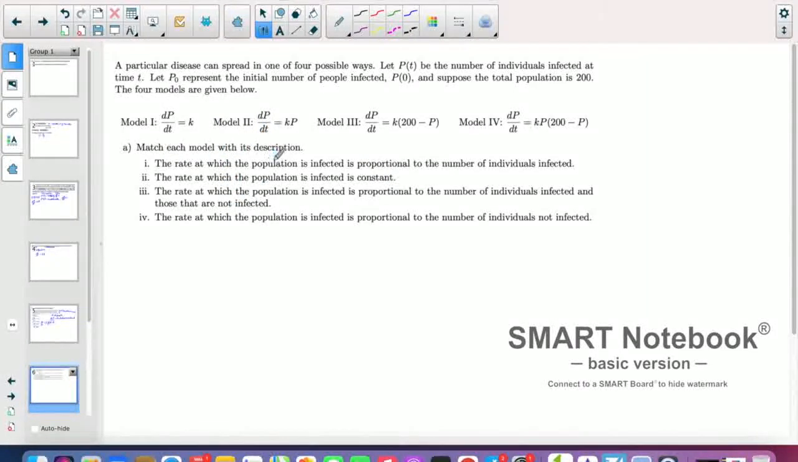The rate at which the population is infected is proportional to the number of individuals infected. They told us that P is the number of individuals infected, so that would be model 2. The rate at which the population is infected is constant. Well, the only one with a constant is model 1. The rate at which the population is infected is proportional to the number of individuals infected, that's P, and those that are not infected, that would be 200 minus P. So that would be model 4. And the rate at which the population is infected is proportional to the number of individuals not infected. That would be model 3.